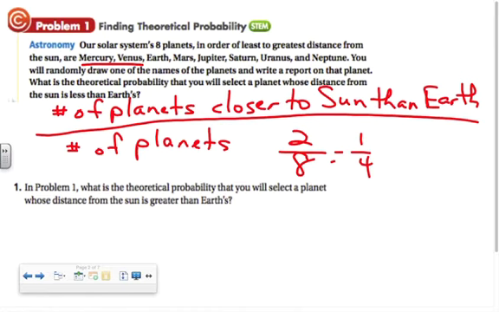Similar example. In problem 1, what is the theoretical probability that you will select a planet whose distance from the sun is greater than the Earth's? Greater than the Earth would be these planets, and there's 1, 2, 3, 4, 5 of them. So 5 over 8 is my probability.